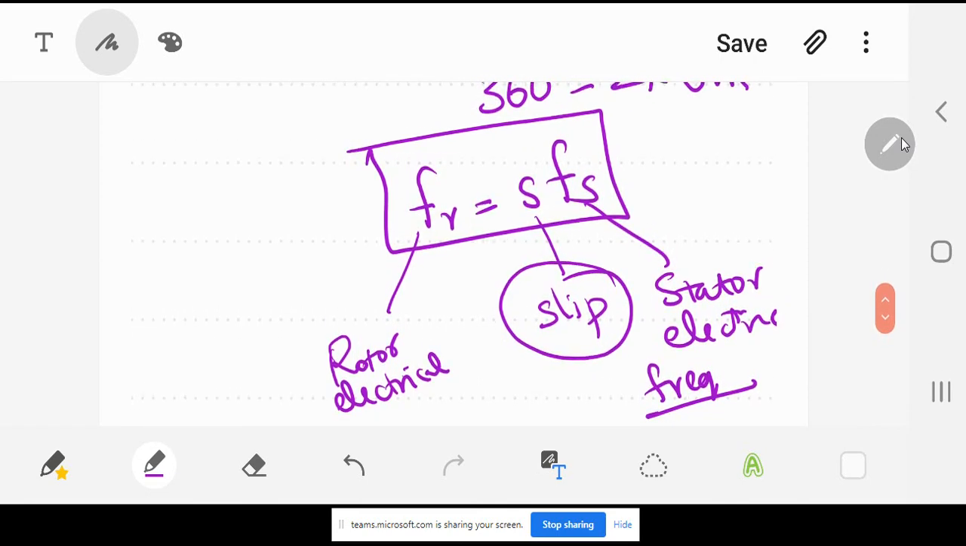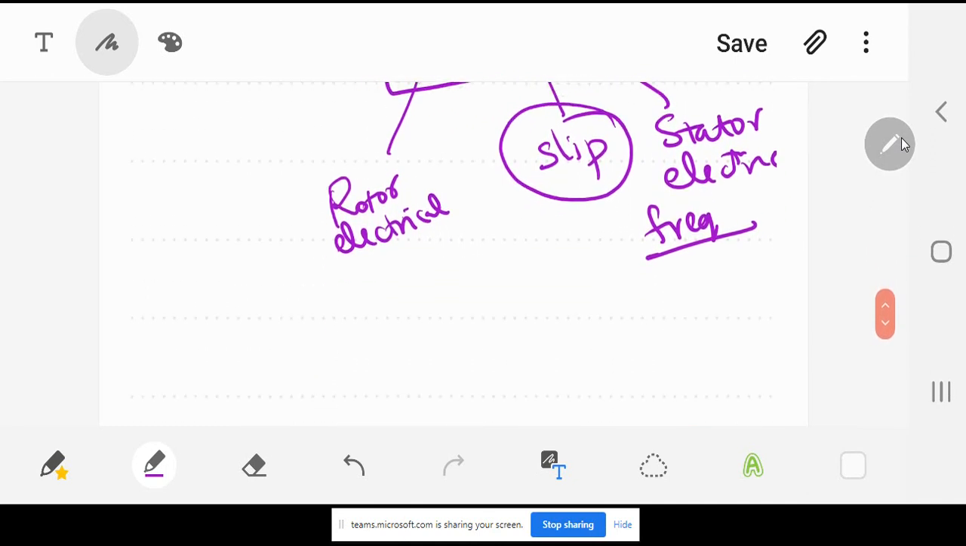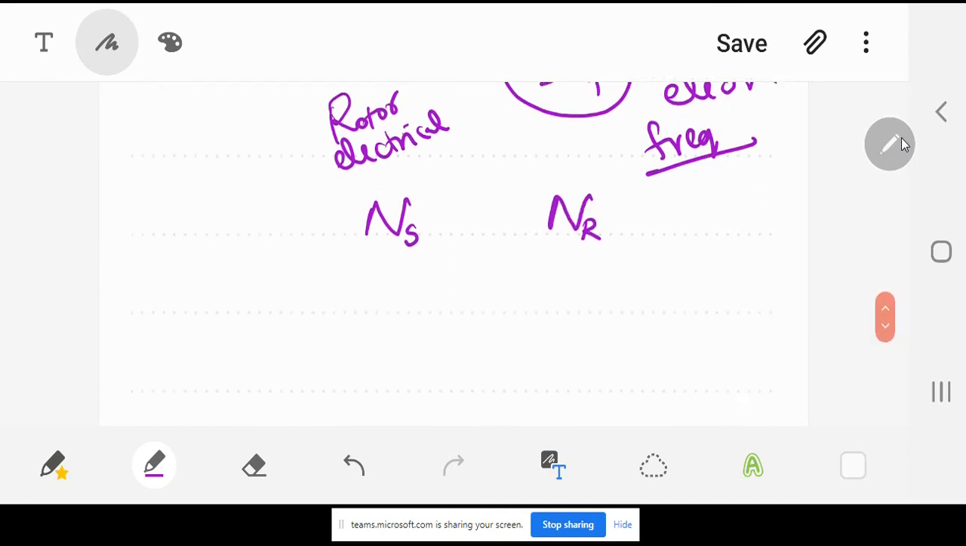Now that motion has to be in the same direction as the stator magnetic field, but there are three conditions, or three possibilities. The first condition is this. If I go with those possibilities on my board, I have the speed of the stator magnetic field as Ns, and the speed of the rotor as Nr. Now there are three possibilities for this one.